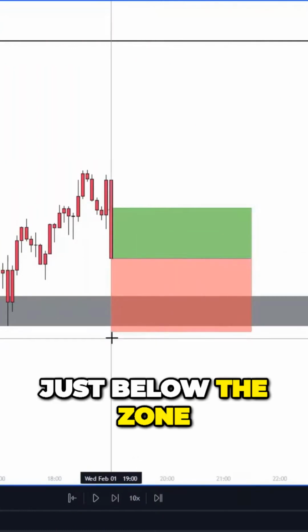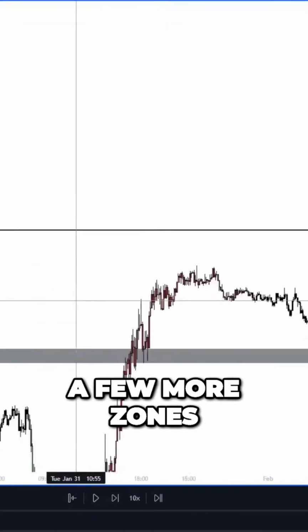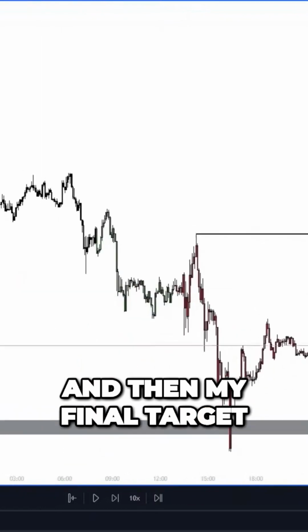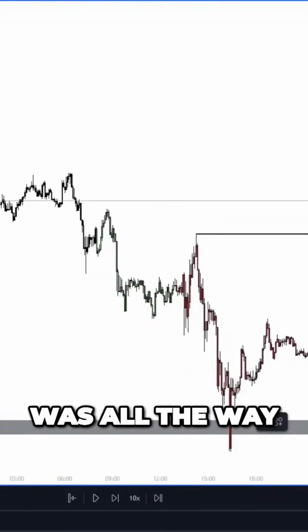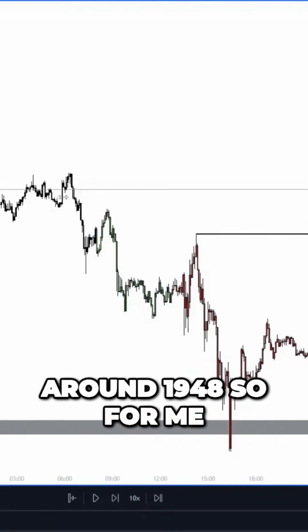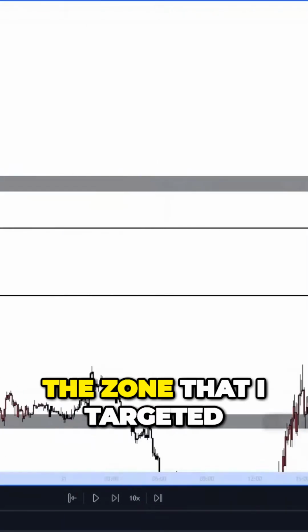My stop was just below the zone, and my target, now for targets, I'm going to have to draw a few more zones on. So my next zones up would be this one up here from US, and then my final target was all the way up here for the final target around 1948. So for me, on my actual account, this was the zone that I targeted.